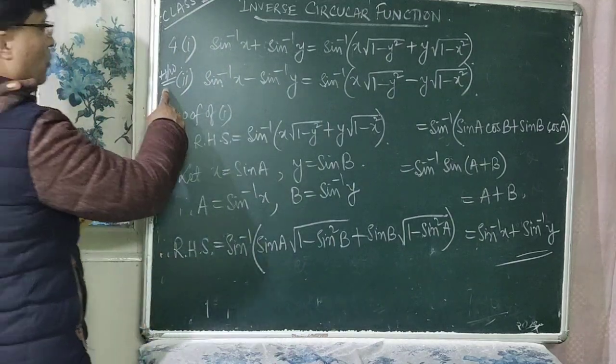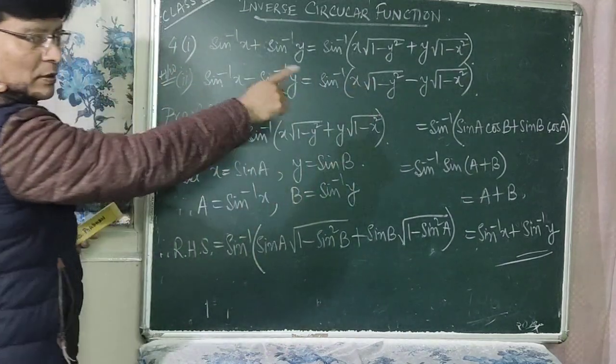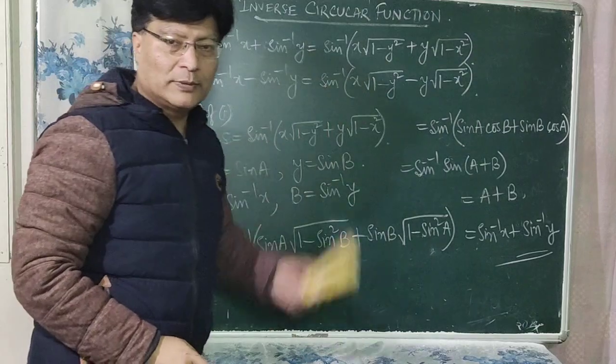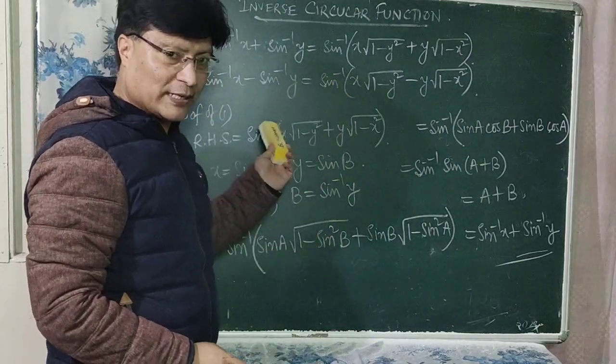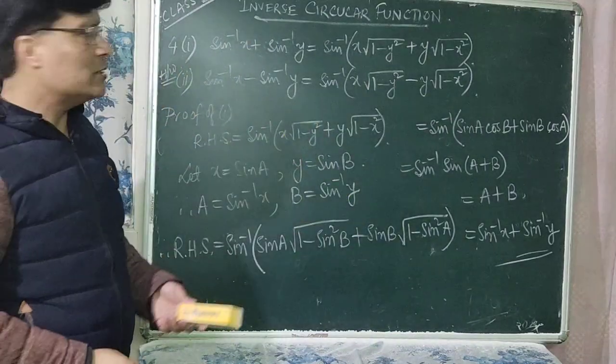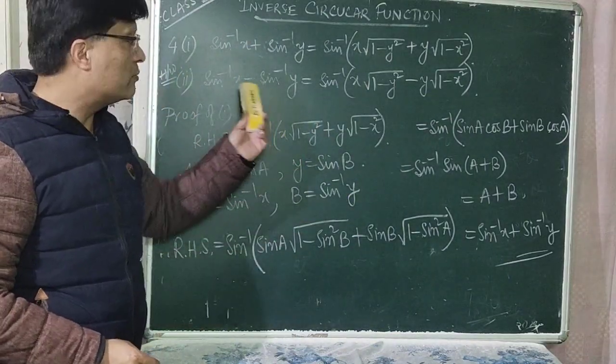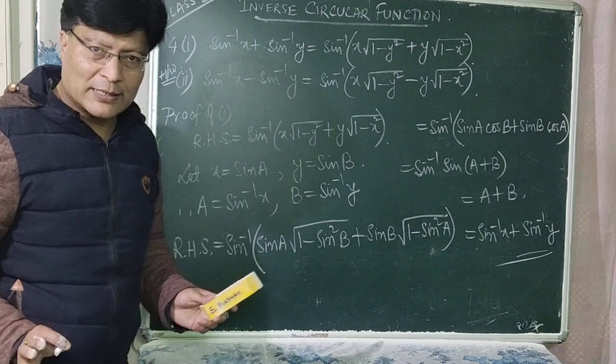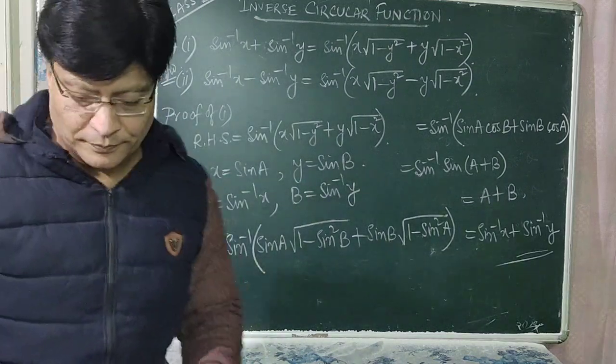So your homework, you can prove it at home. Okay? Same method from right hand side. You put x is equal to sine a, y is equal to sine b. Likewise, you can do this. You can prove this formula. Is that clear now? Copy it.